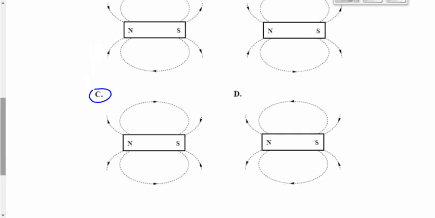All the field lines are going away from the north toward the south. Now, the exception to that would be inside. If it was inside, then we would say the magnetic field is from south to north, right? But we're almost always looking at the magnetic field outside, which is from north to south.